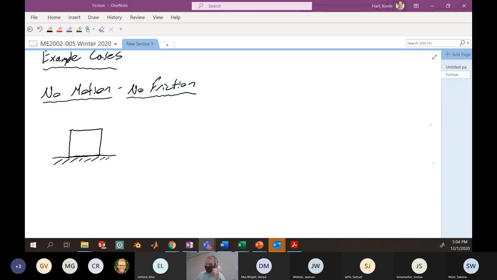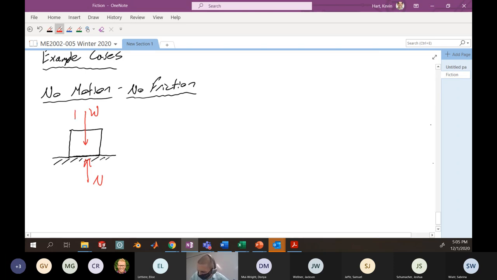Let's look at some example cases. The first and easiest, no motion, no friction. This is just a box, a very lonely box, with its weight W sitting on a plane, and a normal force N responding appropriately. We're not trying to push this thing. There's no force being applied to it. Pretty straightforward here. We've got some weight. We've got some normal force.